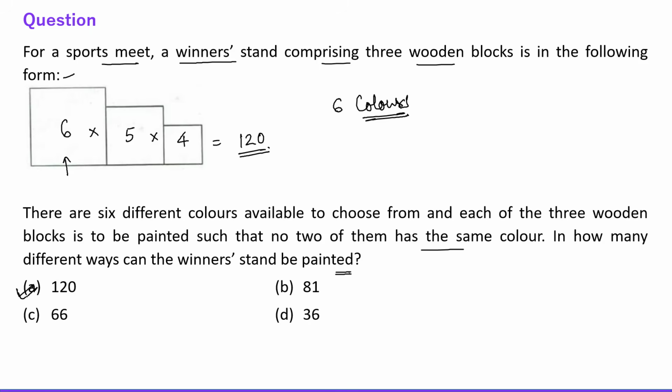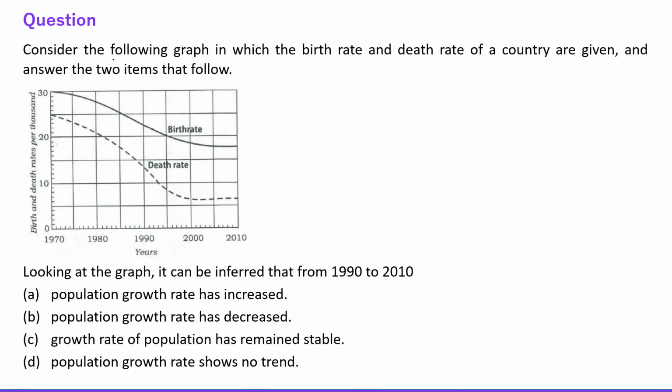Okay, now let's talk about the next question. Next question says, consider the following graph in which the birth rate and death rate of a country are given and answer the 2 items that follow. Okay, 2 items are clubbed with the single information. Question is, looking at the graph, it can be inferred that from 1990 to 2010, this is 1990 and 2010 is this.